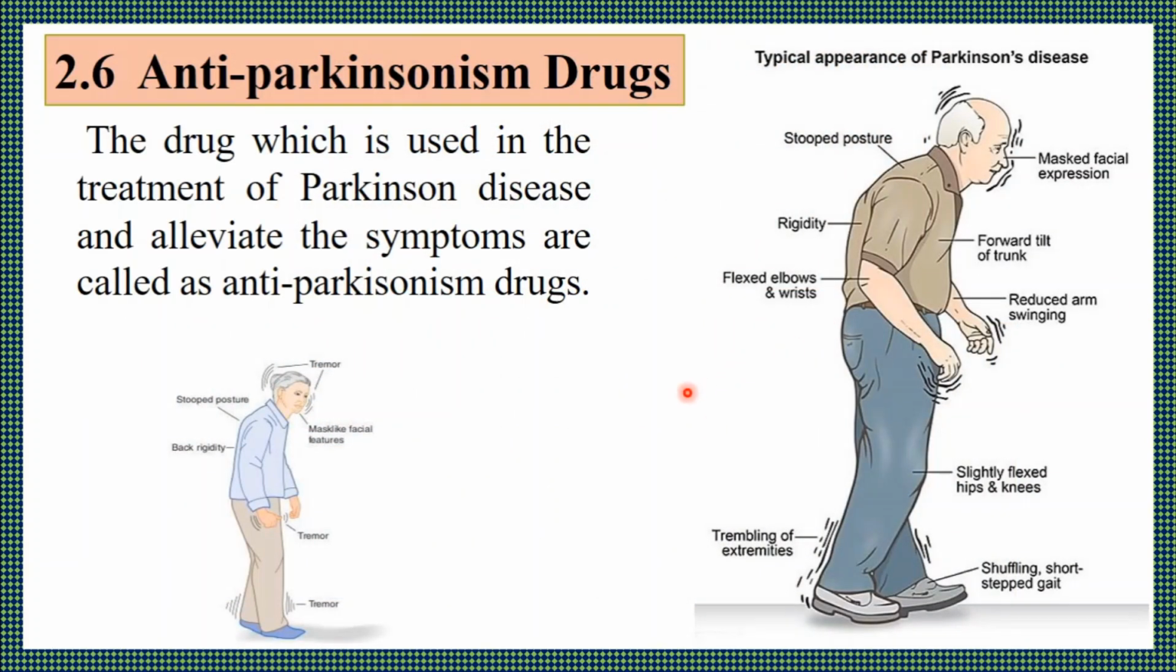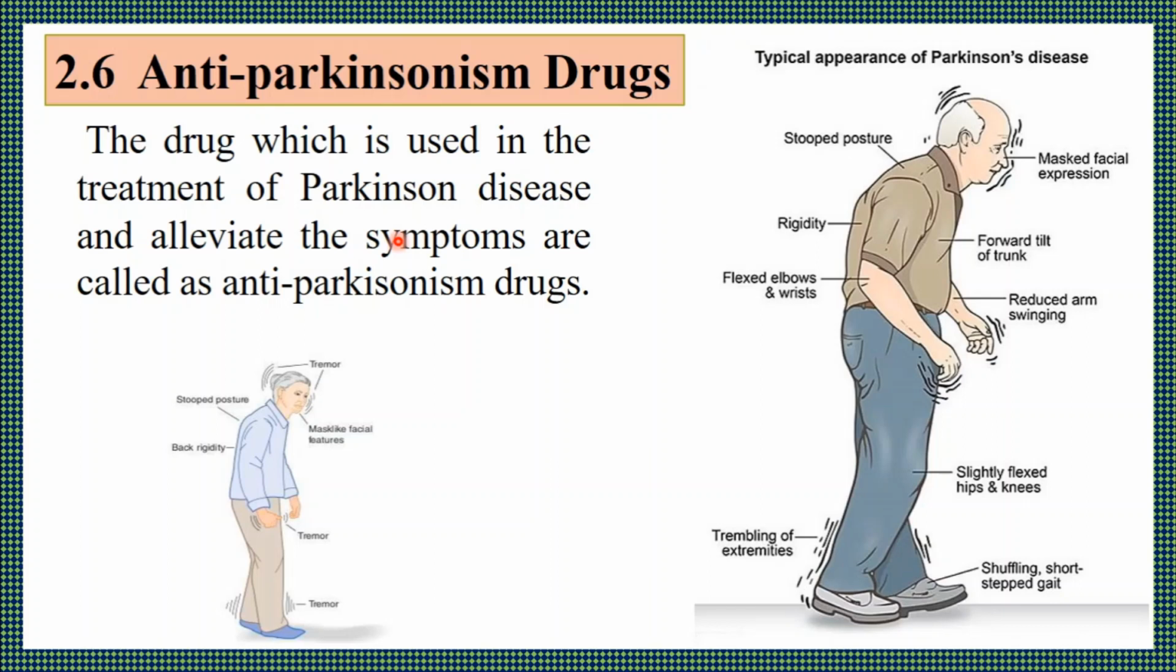So now today we are going to learn the new chapter, that is 2.6 anti-Parkinsonism drugs. I will start with Parkinsonism, but before that, we'll understand what Parkinson is. Parkinson is a disease named after Dr. James Parkinson, the scientist who first described the disease condition called shaking palsy.